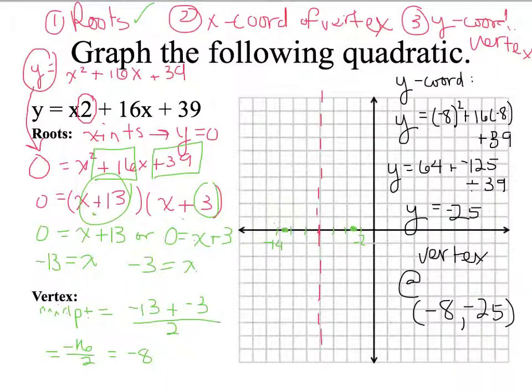I'm going to go ahead and count by 5's, 10, 15, 20, 25. And so here we have our vertex, which means then our axis of symmetry, our parabola is going to be right there.